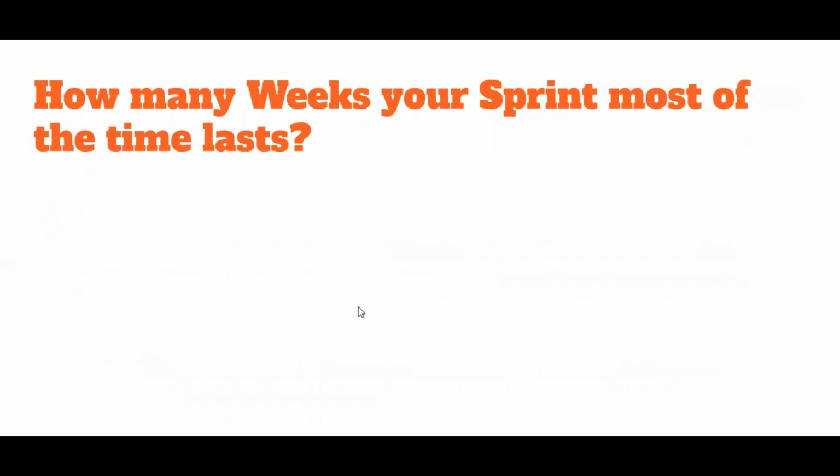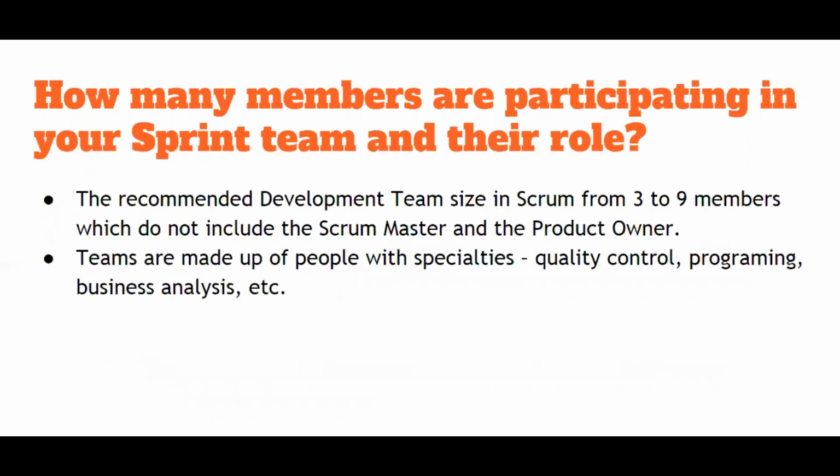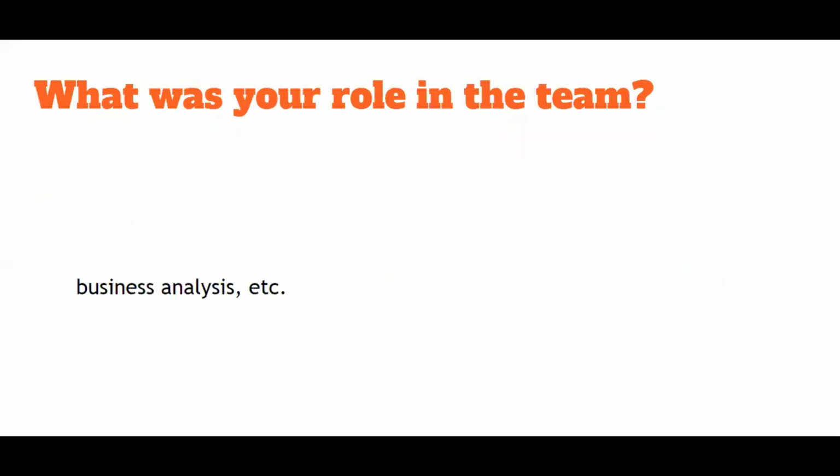Now, the next question is how many weeks your sprint most of the time lasts? So it's 4 weeks mostly. How many members are participating in your sprint team and their role? See, in your sprint team, you can have 3 to 9 members, and the members can be a QA team, okay, quality assurance, your developers, business analyst, DBA, and project manager, product owner. So all these people will be part of your team.